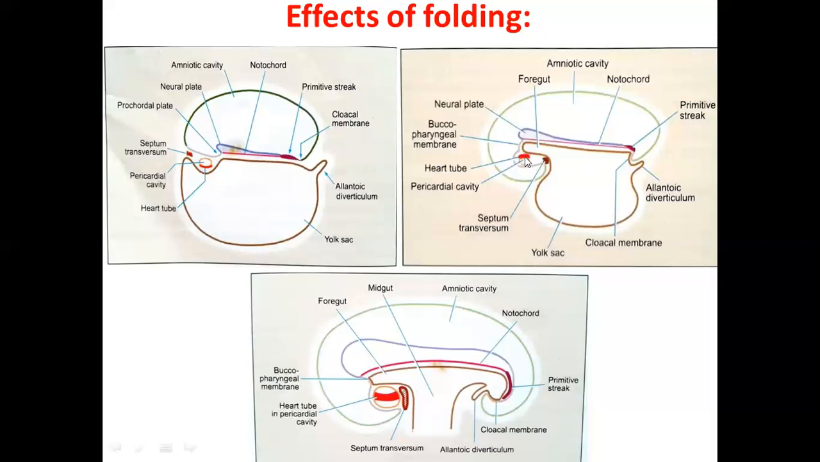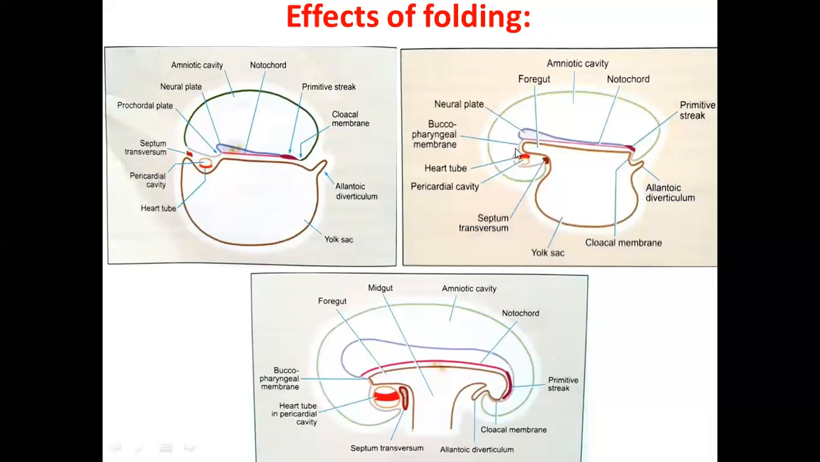Initially it is at the floor, but it goes to the roof. So this is the change due to the head fold. In this, you can see the most anterior part coming here, the procaudal plate, which later we call the buccopharyngeal membrane. And just near to it, we get the foregut here, right? The anteriormost part of the primitive gut, foregut, then you get midgut and hindgut. So these are the changes.